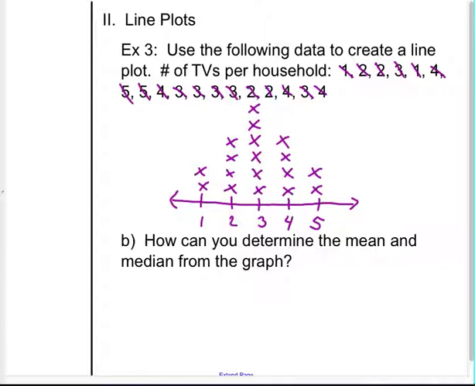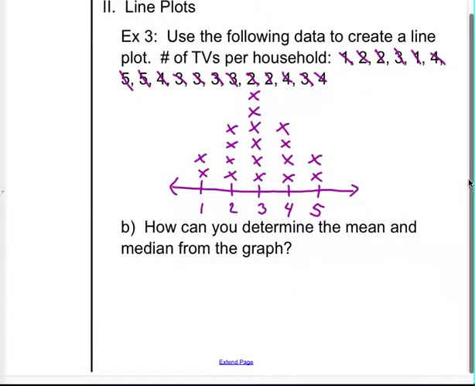And then the last question, we're going to take a look at analyzing our line plot. How can you determine the mean and median from the graph? Well, if you take a look at your graph, the 1s and the 5s have the same amount of data. The 2s and the 4s have the same amount of data. So our median has to be somewhere in the 3s range. And same for the mean. Because the data is symmetric, that 3 is the tallest and it's equal on both sides, the mean would be the same.